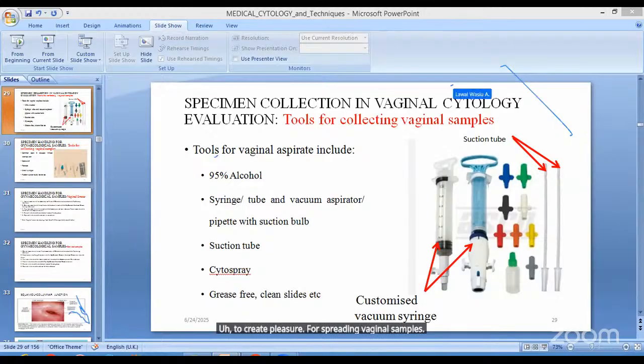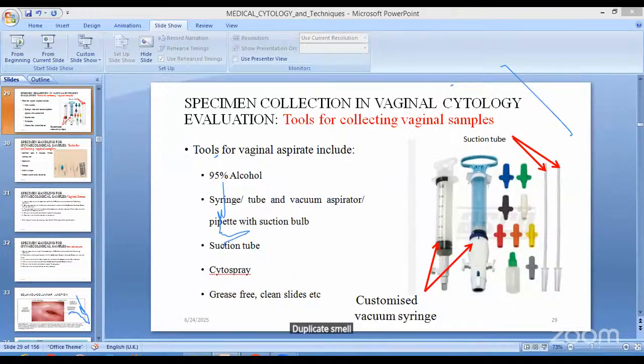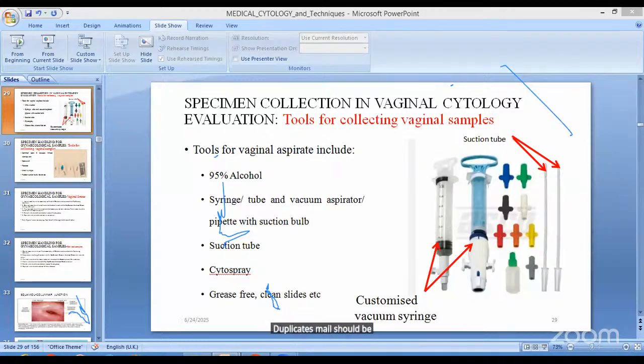Making your vaginal smear. The vaginal smear should be immediately wet fixed in 95% alcohol and stained with the Pap staining technique. The duplicate smear should be dry fixed on the bench and stained with the May-Grunwald-Giemsa or Leishman-Giemsa staining technique. The triplicate smear should be stained with the H&E technique. The fourth smear should be stained with the sample as control. So you should be having up to 4 smears there: one for Pap, one for the Romanowsky stains, one for H&E, then one for control.